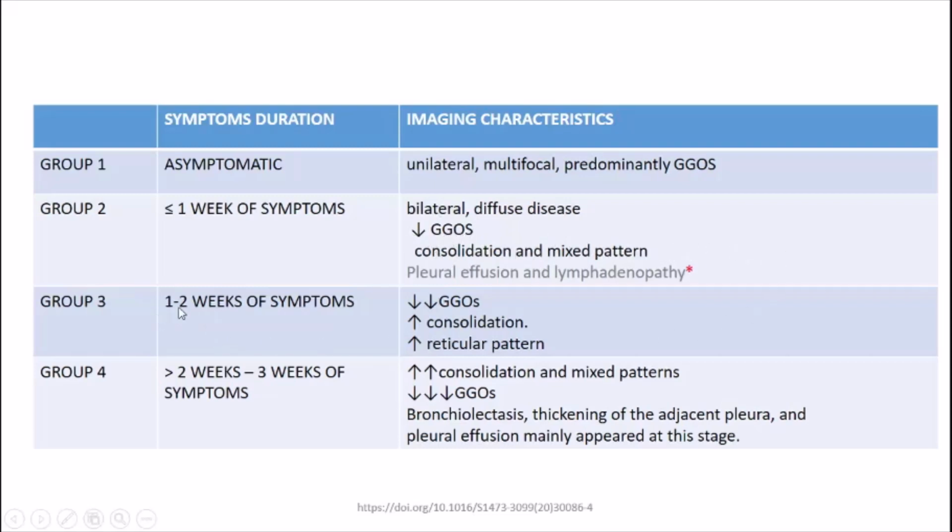Later on, from 1 to 2 weeks of symptoms, you will see less ground glass opacity and more consolidations than reticular pattern, but still the amount of ground glass opacities is more than consolidation. Then later on, we'll see more consolidations and mixed patterns and much less ground glass opacities. Bronchiectasis, thickening of the adjacent pleura, and pleural effusion may appear at this stage.